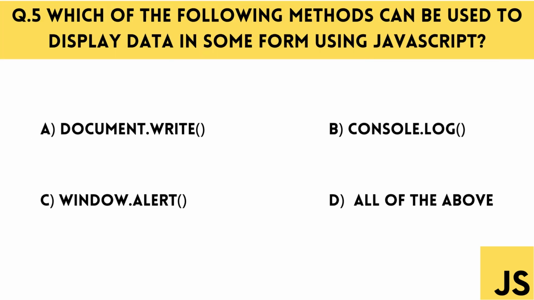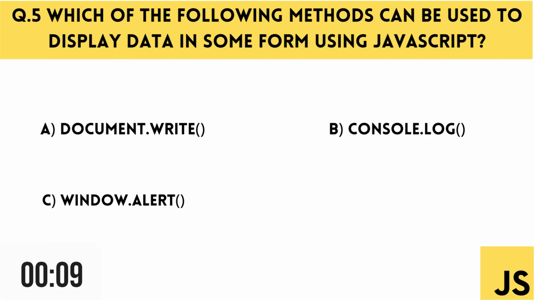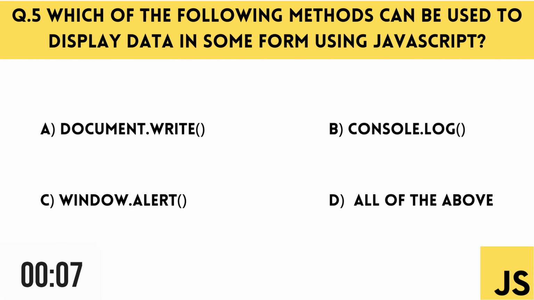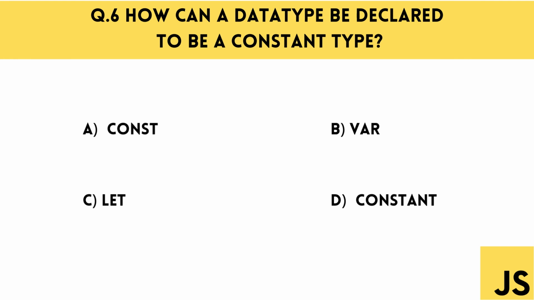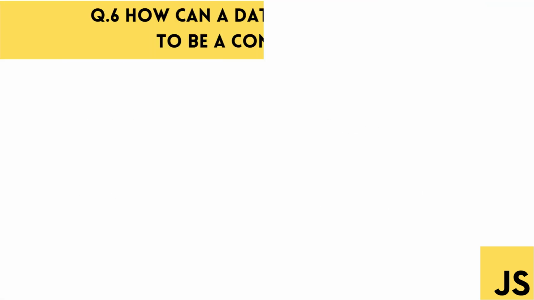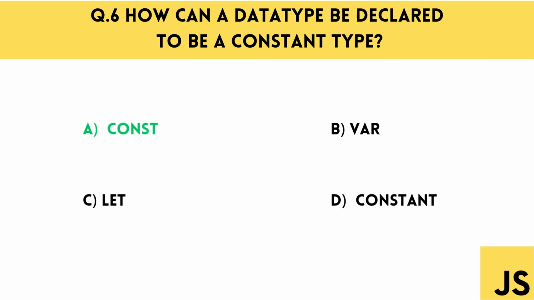Which of the following method can be used to display data in some form using JavaScript? Option D, all of these. How can a data type be declared to be constant type? Option A, const.